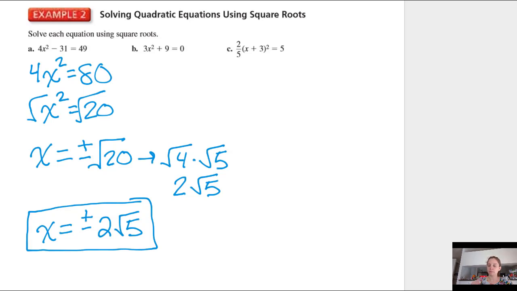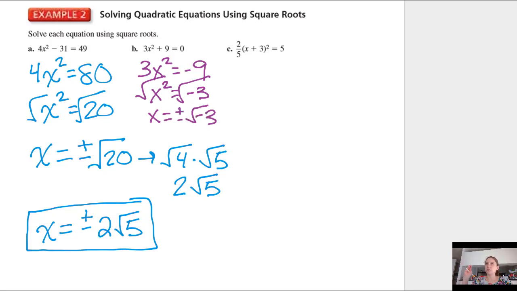B, and try to isolate the x squared. So I have 3x squared equals -9. Divide both sides by 3, I get x squared equals -3. I'll take the square root of both sides. x is equal to plus or minus the square root of -3. The square root of a negative number is not a real solution. There isn't a real number that when you square it will give us -3. So the answer here is no real solution.